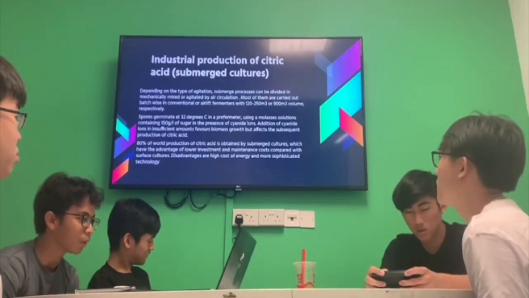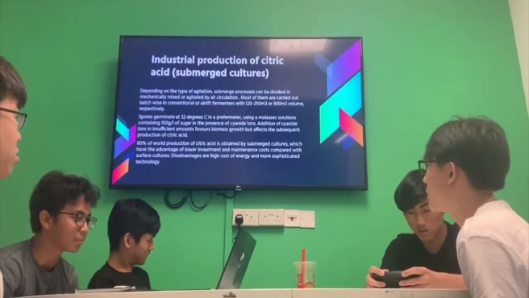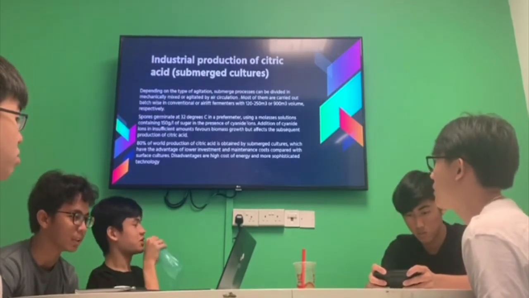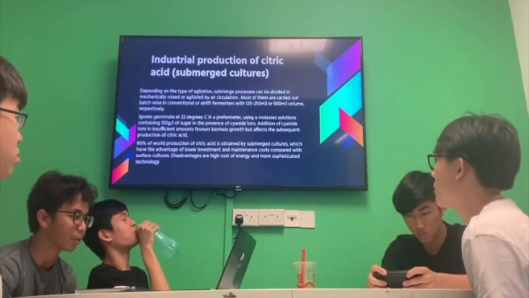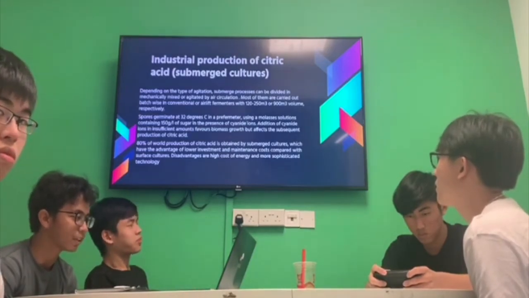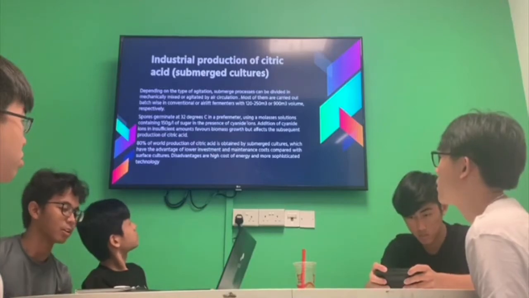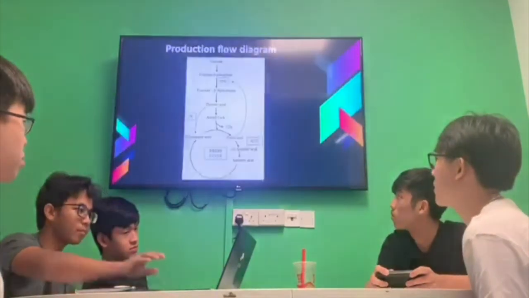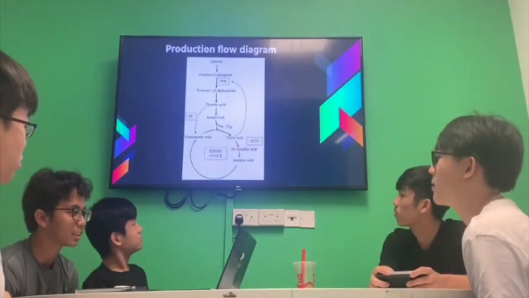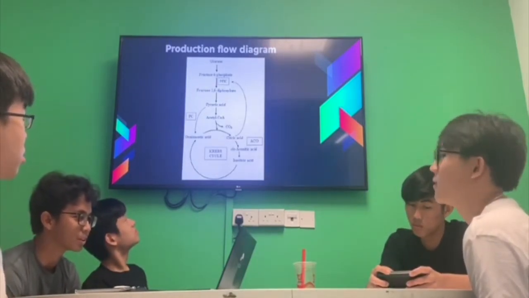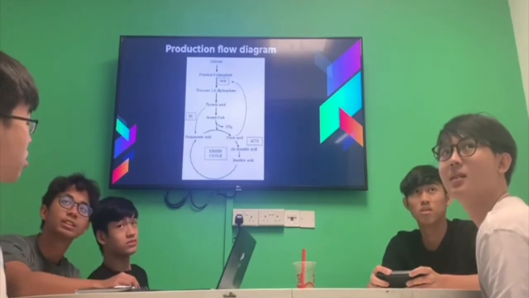80% of the world production of citric acid is obtained by submerged cultures, which have the advantage of lower investment and maintenance costs compared with surface cultures. Disadvantages are high cost of energy and more sophisticated technology. This slide shows the production flow diagram using glucose to produce citric acid.